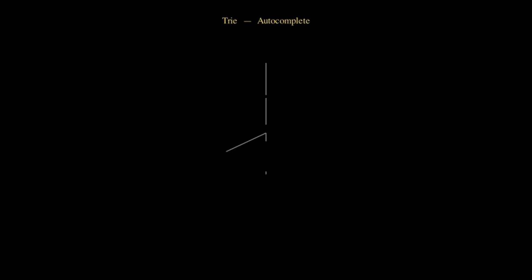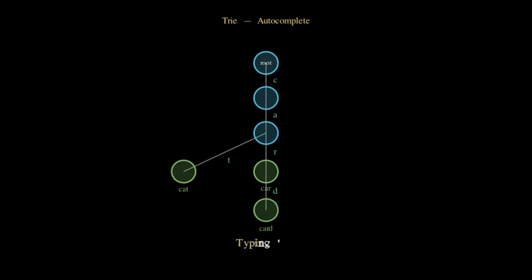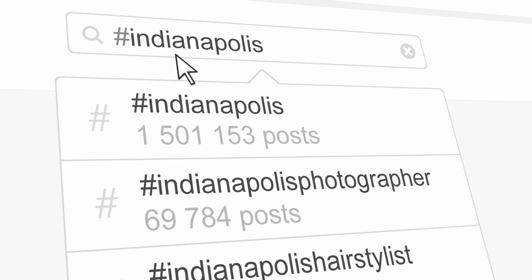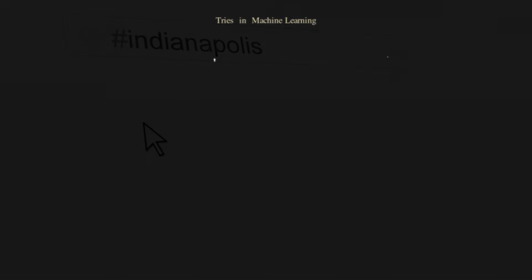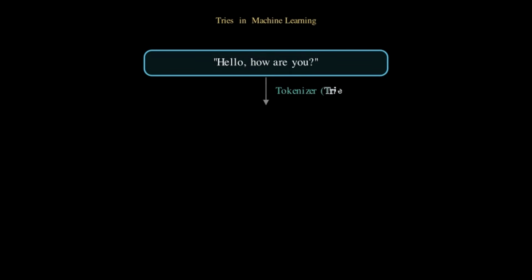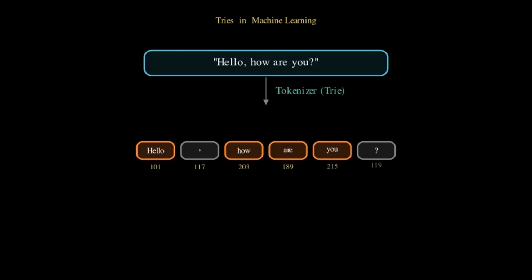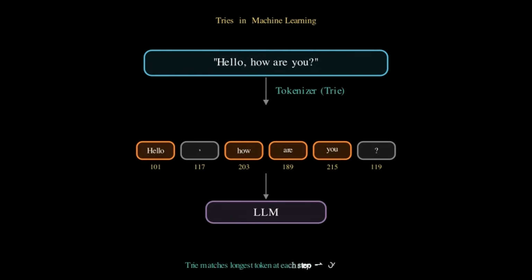For example, let's say you type CA into your phone's keyboard. The trie starts at the root, steps down to C, then to A, 2 hops. Everything hanging below that node is a suggestion: cat, car, or card. It just walked 2 letters and found all the completions waiting there. Now you know the secret weapon behind the autocomplete feature. In machine learning, tries live inside tokenizers, the tool that chops your prompt into pieces a large language model can read.